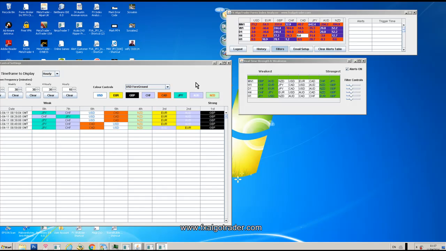Good morning traders, it's the 11th of April 2016. This is an overview of the currency index data for today.